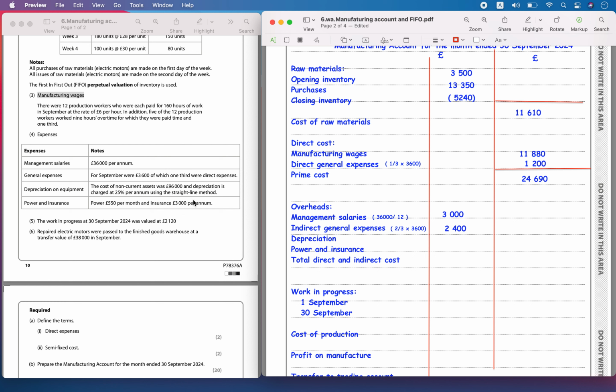Then depreciation. Depreciation is straight line method, 25% on the cost. So we have to include 25 percentage on 96,000. That is equal to 24,000, divided by 12 since per month we have to calculate, so it is going to be equal to 2,000. Then you have the power and insurance. Power was 550 and insurance was 3,000 per annum. So 550 plus 3,000 divided by 12. So that value is going to be equal to 800.